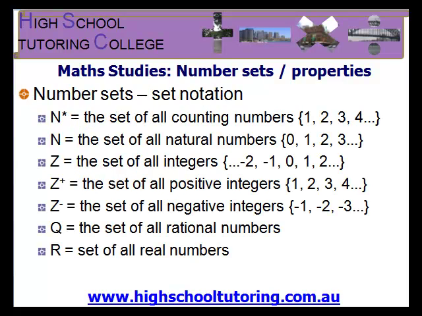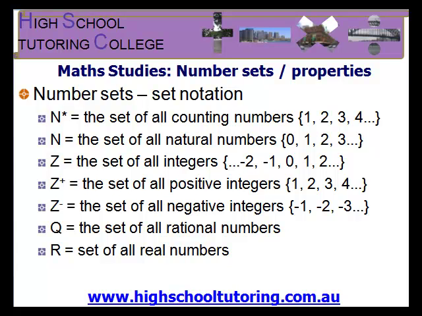We need to define the components of the set of all real numbers. There are various set notations that need to be understood. N with an asterisk is the set of all counting numbers, for example 1, 2, 3, 4, 5, 6, etc. N is the set of all natural numbers, thus including 0. Z is the set of all integers, both positive and negative. Remember, integers are whole numbers. Z positive includes only positive integers, whereas Z negative includes only negative integers.